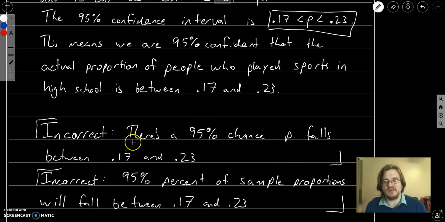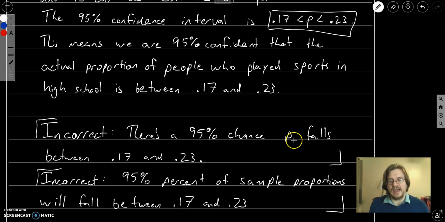So it's incorrect to say there's a 95% chance that P falls between 0.17 and 0.23. P here is not something that is going to change. This isn't a variable. It's not going to fall in here 95% of the time and outside of it 5% of the time. P is a number. It's a fixed number.